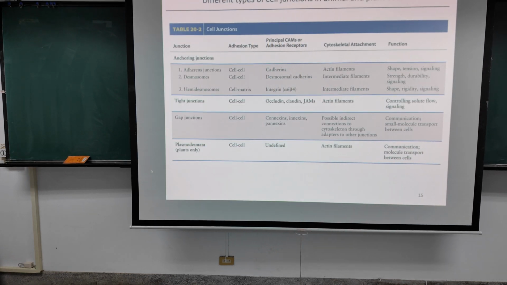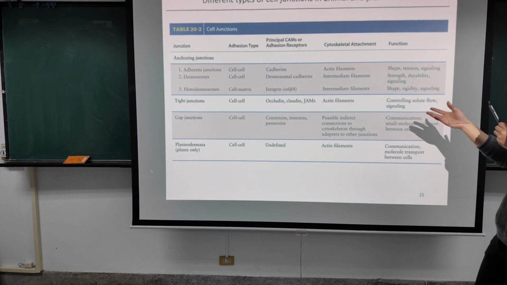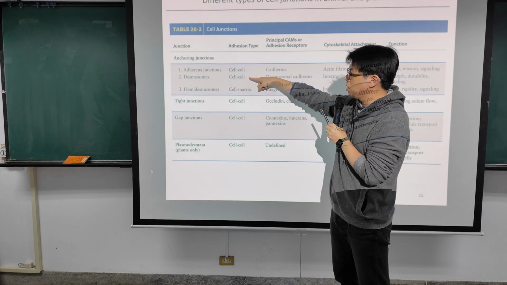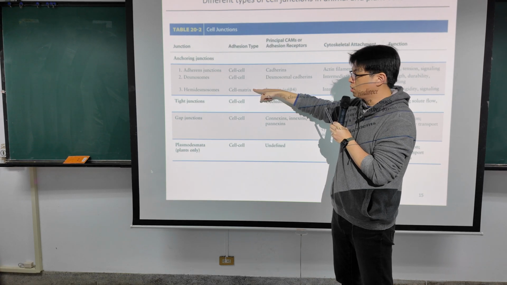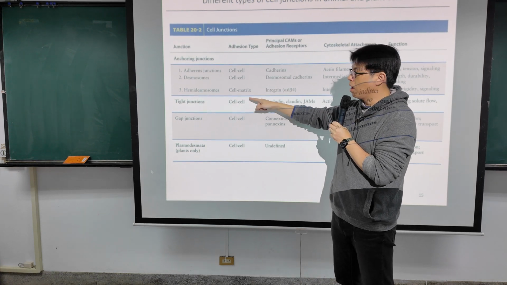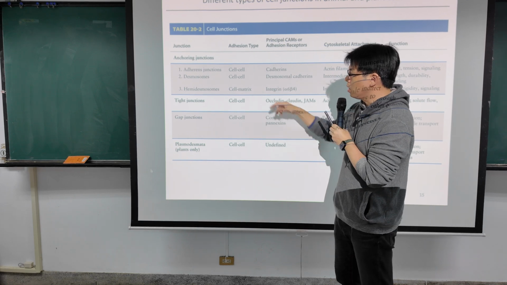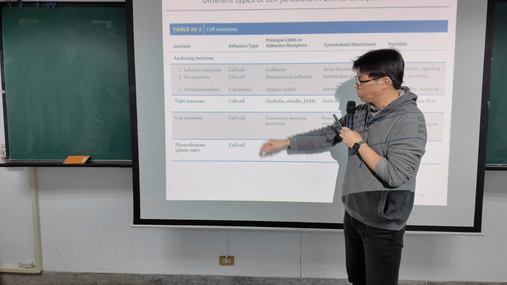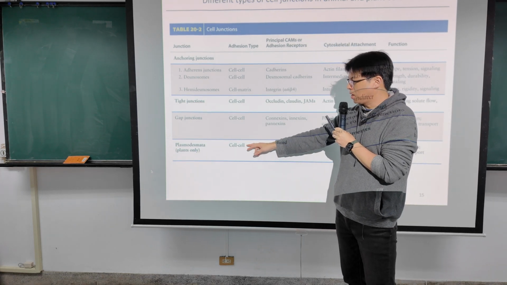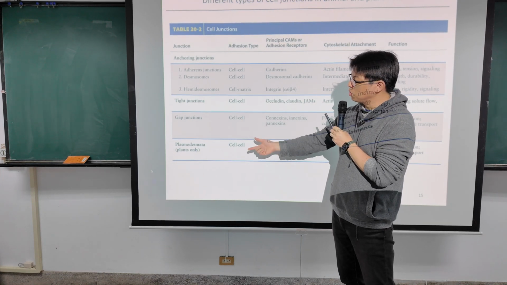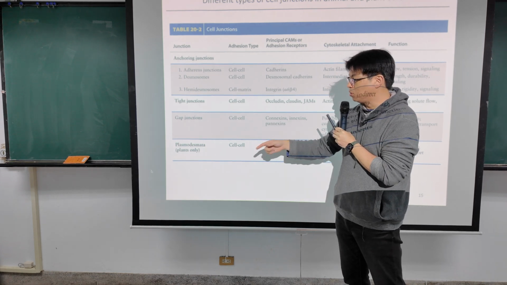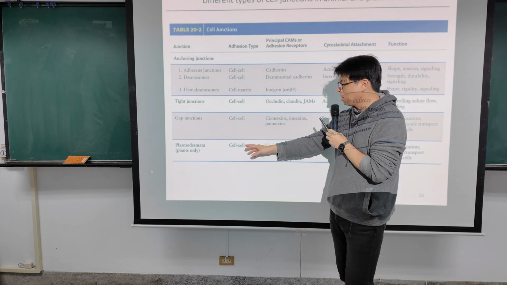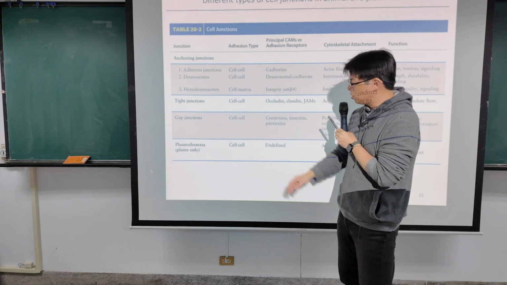Okay. So this table just gives you the overview. Adherent junction, desmosome, and hemidesmosome belong to the cell-cell and cell-matrix adhesion type. Tight junction will be cell-cell, happening between the two cells. Okay, hemidesmosome is on the bottom, happening between the cell and matrix. Gap junction is cell-cell. Plasmodesmata is a cell junction that specifically happens in plants. We will introduce it almost at the end of today's lecture. So it happens between cells.